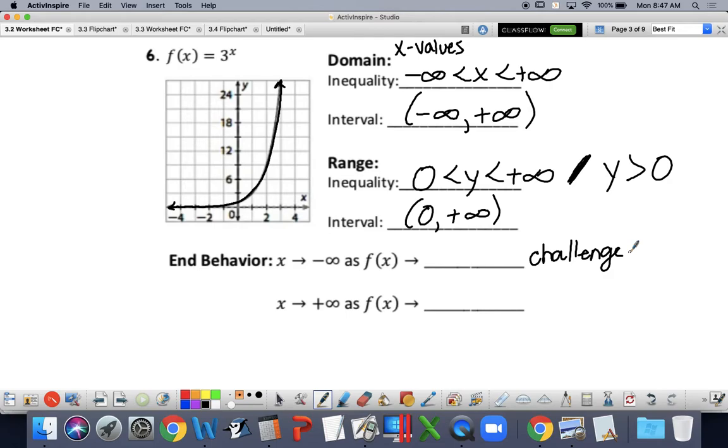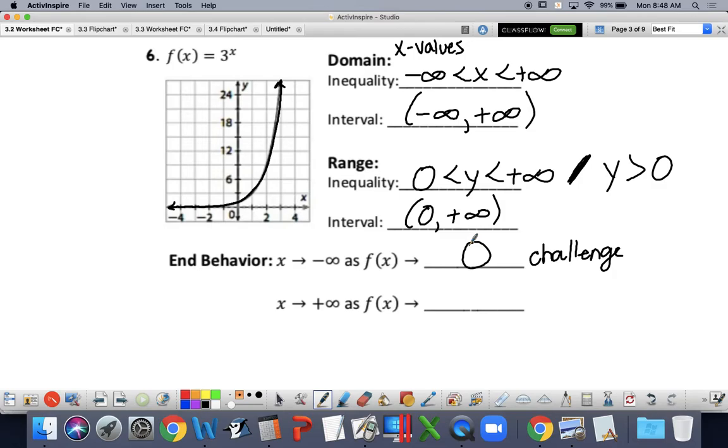What end behavior means: as my x goes to negative infinity, so as I go left, where does my function go? Down. It goes down, but it doesn't ever actually get to 0. The reason why I call this a challenge problem is because when we played the end behavior game, you only had 2 options, positive infinity or negative infinity. That is primarily what you will see on your test.